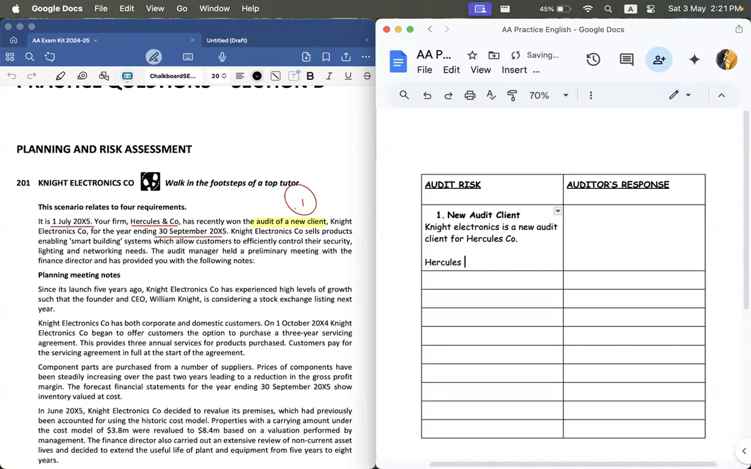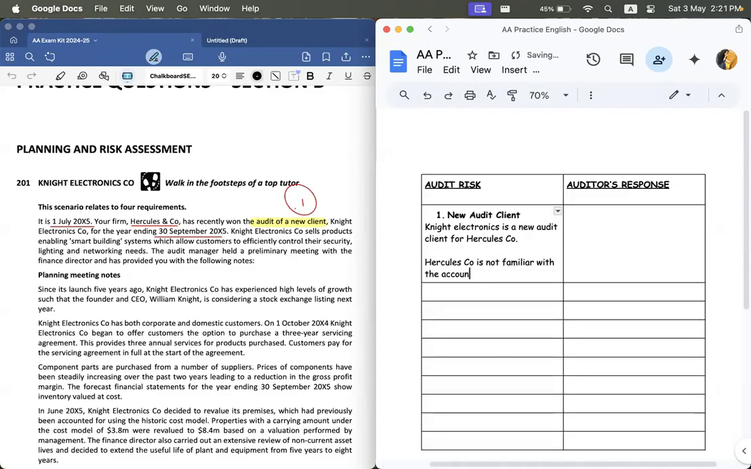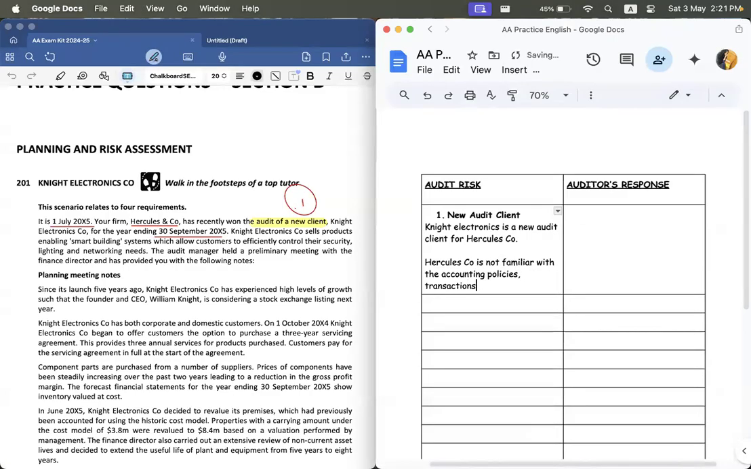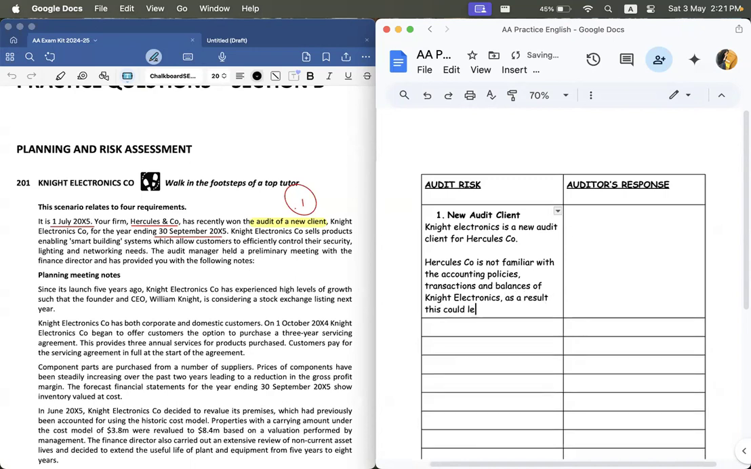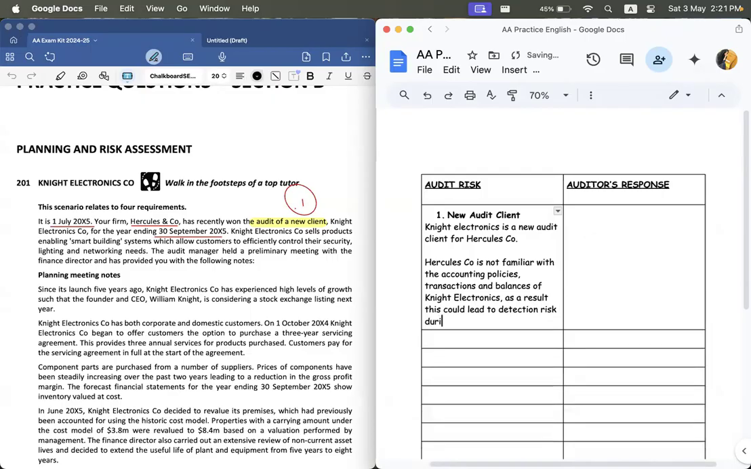So we're going to start by saying Hercules company is not familiar with who? With the accounting policies, comma, transactions, and opening balances, or balances, right, of Night Electronics, comma. As a result, this could lead to detection risk during the audit. Understood?